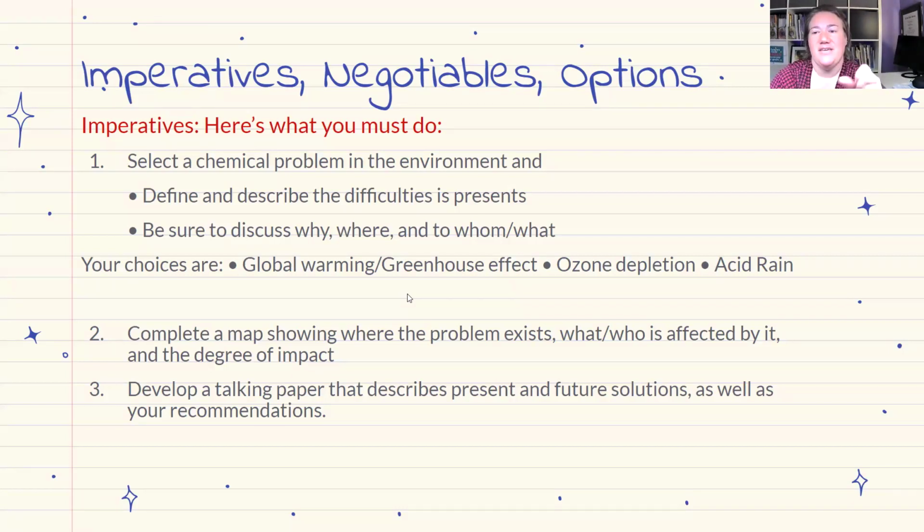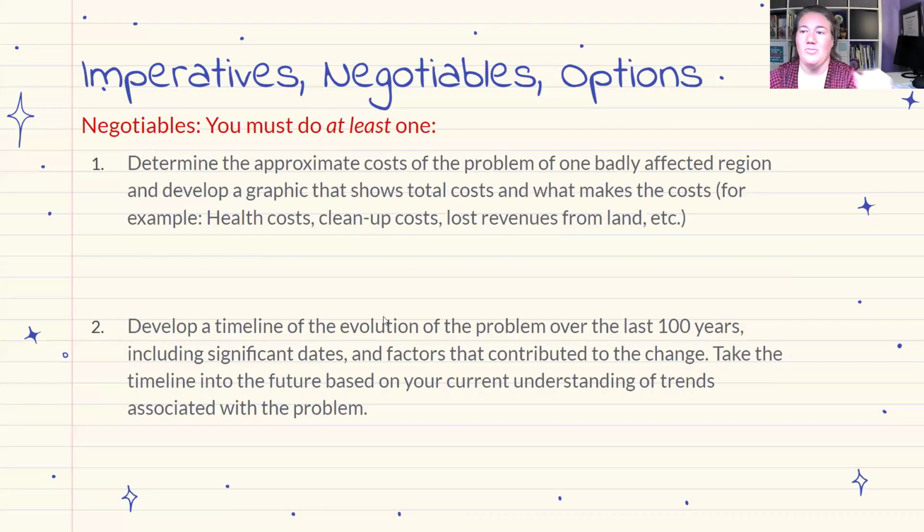So kind of the idea of, like, the chemical problem is your imperative. You have to pick a chemical problem. You have to tell me why it's important. You have to give me a map to show where this is impacting. You have to have talking points for a paper. But you could talk about either the approximate cost of the problem or the evolution of the problem, like how you're going to approach it. Are you going to be forward thinking, or are you going to be retro thinking and kind of looking at that in the long run?